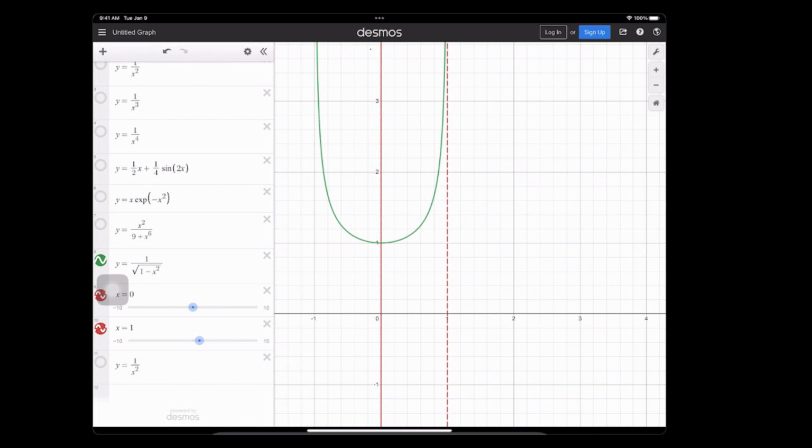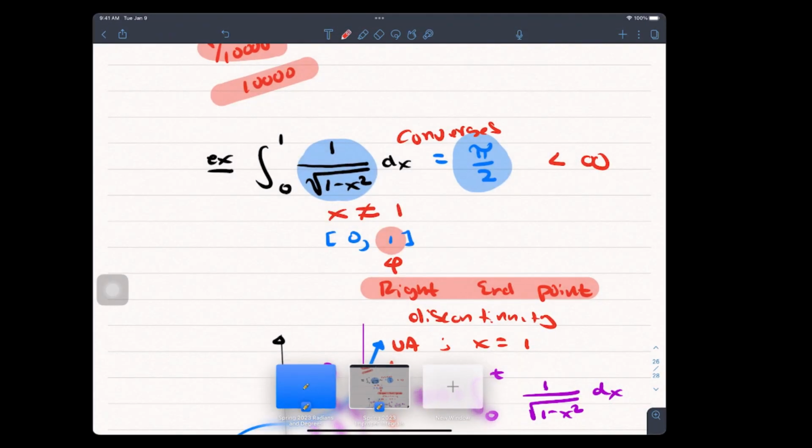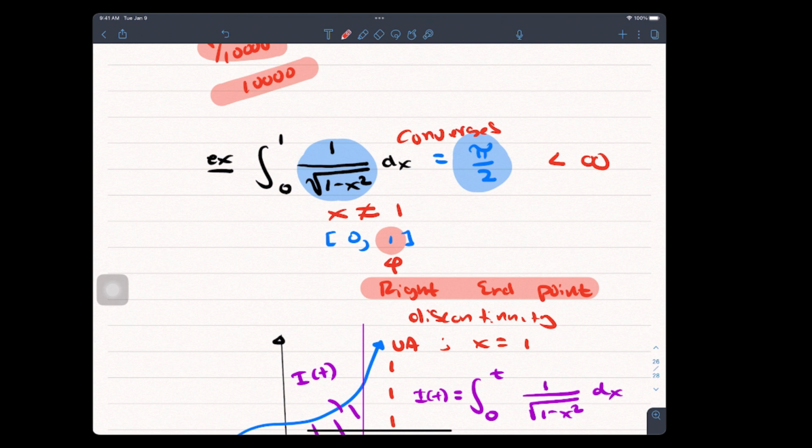That's a good fundamental thing to know about in terms of these two definitions. There are only two definitions: the left endpoint discontinuity and the right endpoint discontinuity. Sometimes you'll have a finite answer, sometimes it'll be infinite. It's all really, does it get close fast enough?